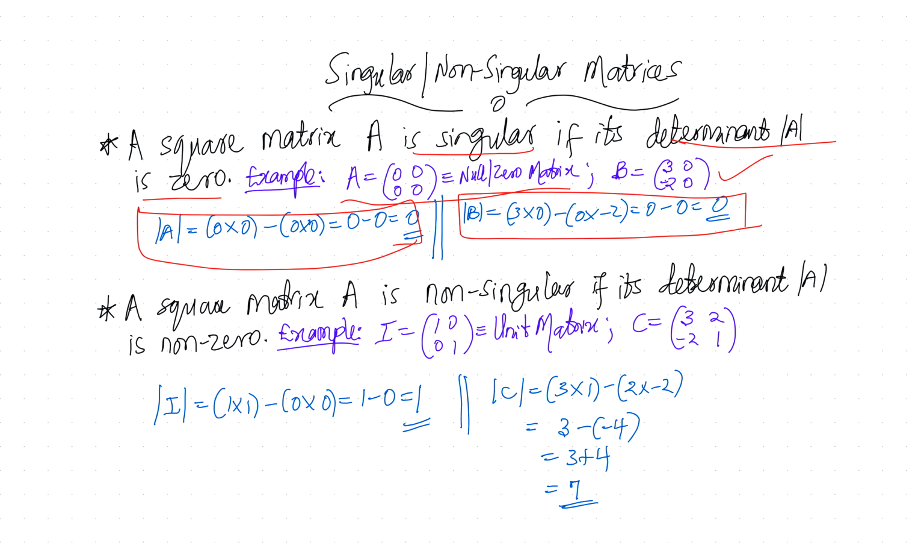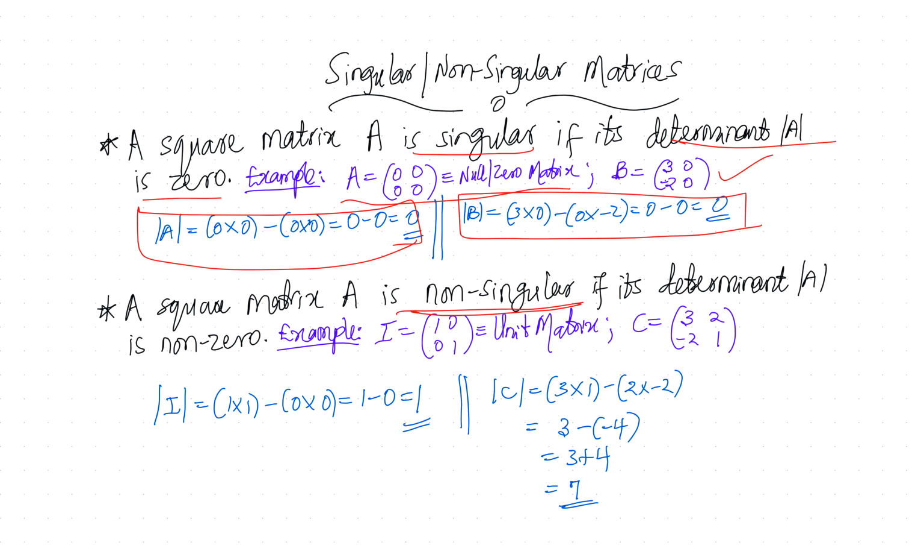And then that takes us to the idea of non-singular matrix. Again, a square matrix A is non-singular if its determinant is non-zero. That is, if you can get a value that is not 0 for the determinant of a matrix, then that matrix is said to be non-singular. It means that since it is non-singular, it can be inverted. It is invertible. You can find its inverse.